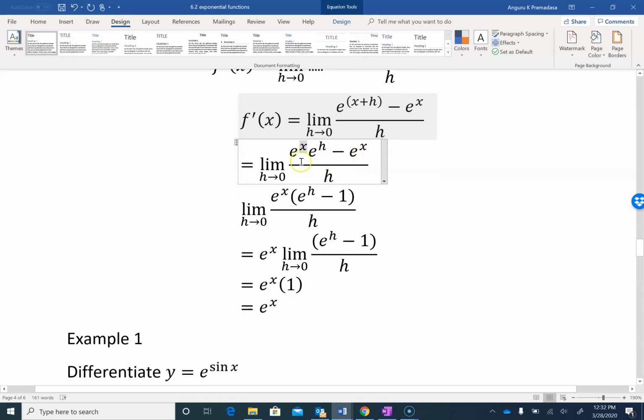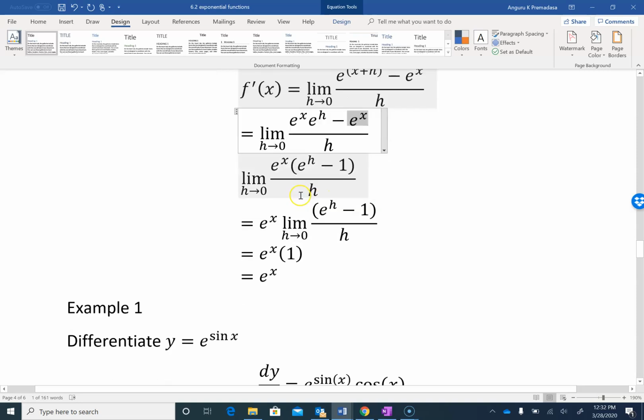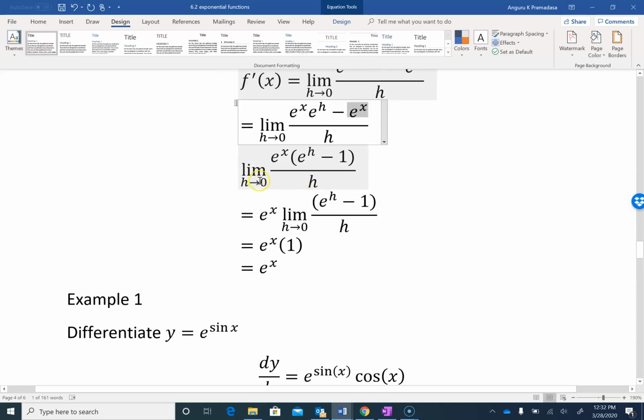Now we take e to the x outside. From the first term, when you take out e to the x, you get e to the h. From the second, when you take out e to the x, you get 1. Remember the variable in the limit is h, so e to the x is actually a constant. We can take it outside: e to the x times the limit as h tends to 0 of (e to the h minus 1) over h.